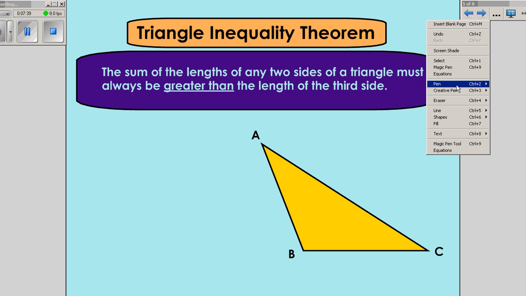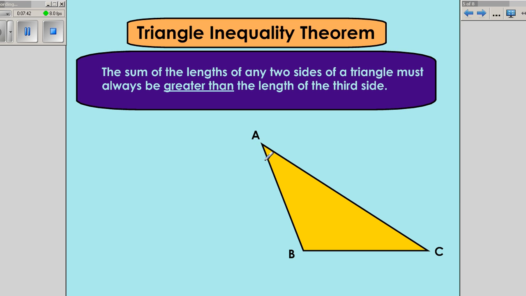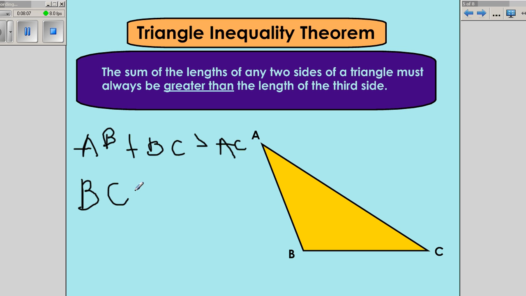So as we take a look at any triangle, we're going to need to see some things. My side lengths here are AB, BC, and AC. So when we take any 2 side lengths, AB plus BC, that will have to be greater than AC. We will also need to see that if I take side BC and add side AC to it, it will have to be greater than side AB alone.